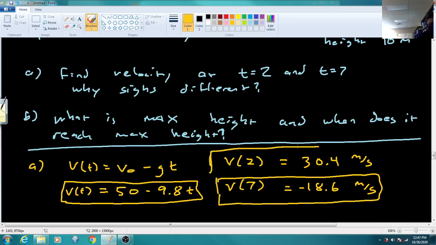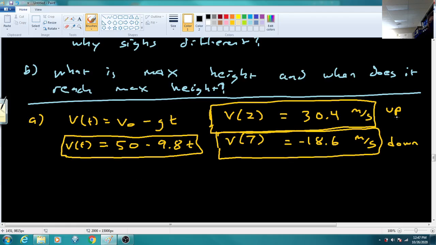So why are the signs different? Well, the signs are different because this first one is the velocity on the way up. So the stone's moving up, and then this one, the stone is coming back down. At 2 seconds, it's still going on the way up, and then at 7 seconds, it's coming back down.